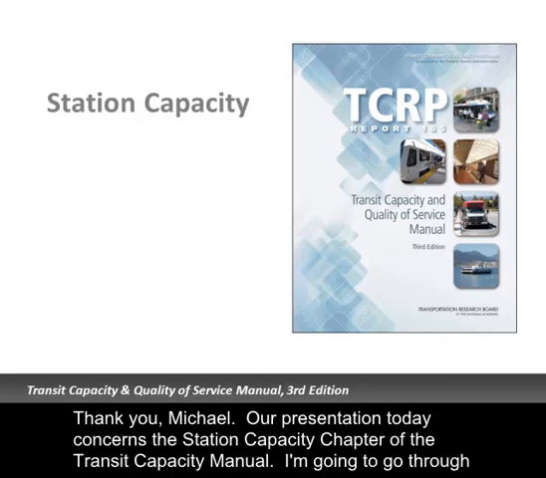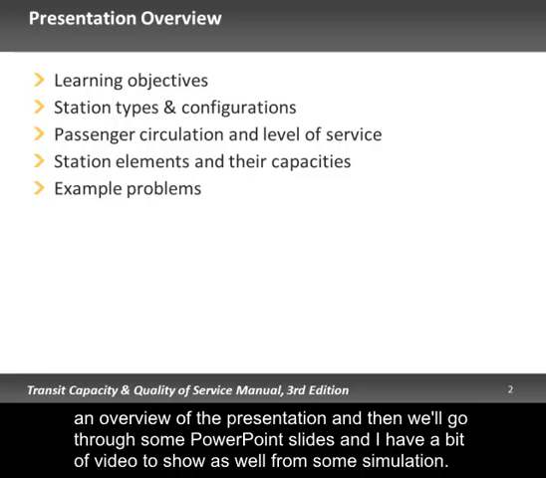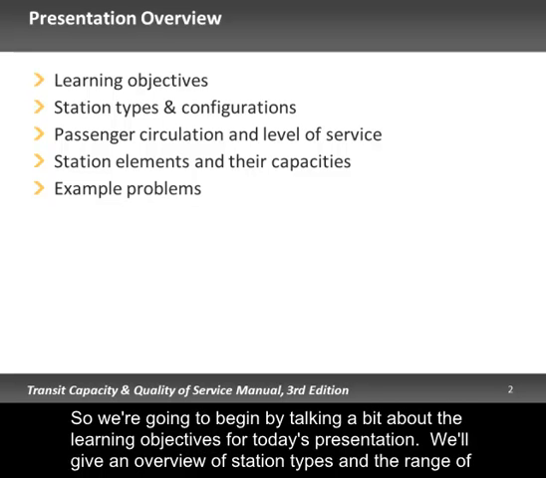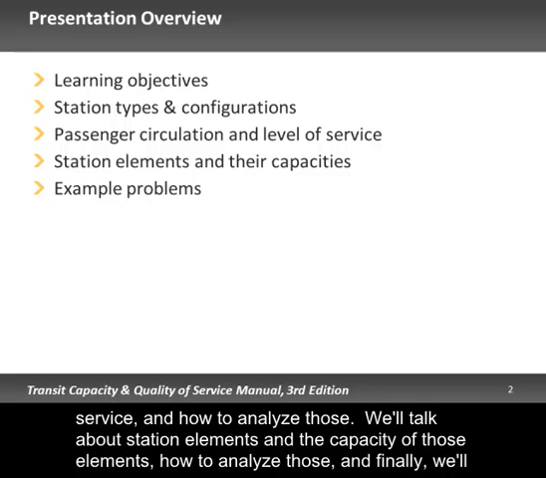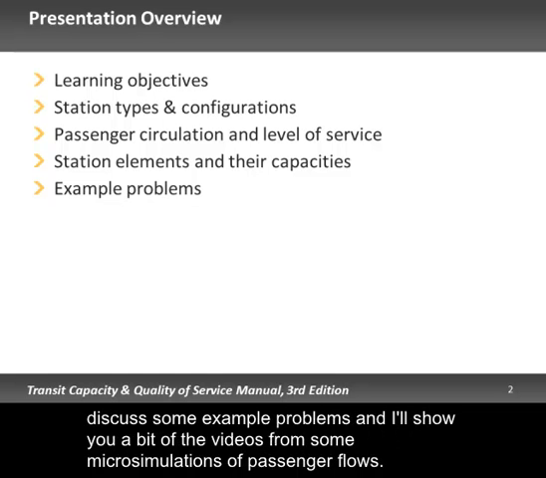Thank you, Michael. Our presentation today concerns the station capacity chapter of the Transit Capacity Manual. I'm going to go through an overview of the presentation, and then we'll go through some PowerPoint slides, and I have a bit of video to show as well from some simulation. So we're going to begin by talking a bit about the learning objectives for today's presentation. We'll give an overview of station types and the range of configurations, which are discussed in the Transit Capacity and Quality of Service Manual. We'll talk about passenger circulation and level of service and how to analyze those. We'll talk about station elements and the capacity of those elements, how to analyze those. And finally, we'll discuss some example problems, and I'll show you a bit of the videos from some microsimulations of passenger flows.